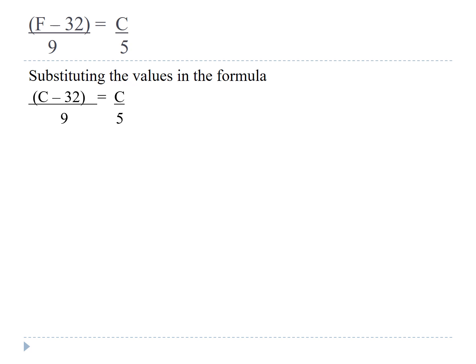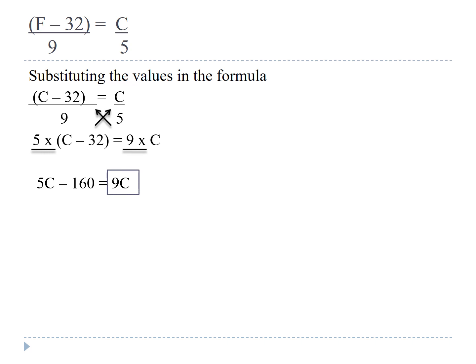Now what are we going to do? We are going to cross multiply. When you cross multiply, 5 goes on to the numerator on the left and 9 goes to the numerator on the right. So this becomes 5 into (C minus 32) is equal to 9 into C. Again here you have multiplication, so you multiply, that is 5C minus 160 is equal to 9C.